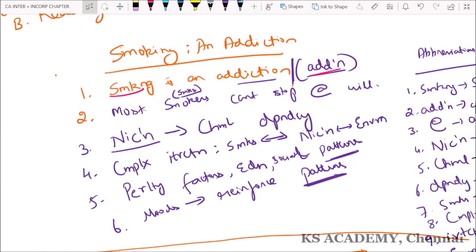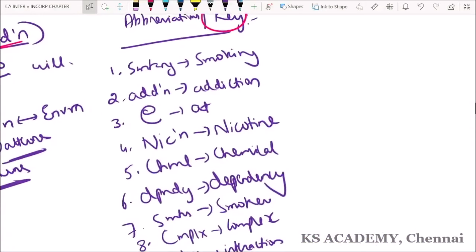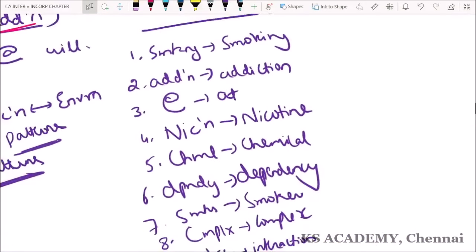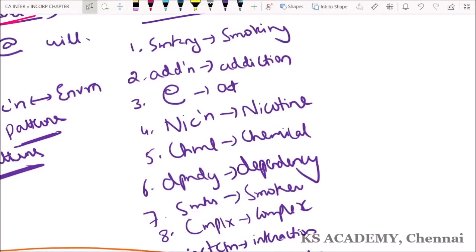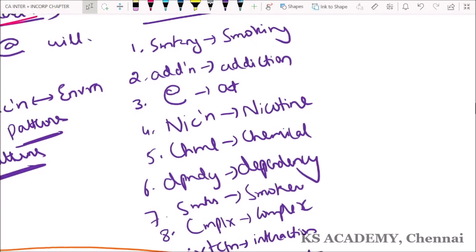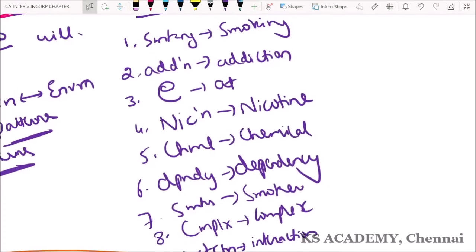Okay, see the abbreviations, guys. Abbreviations are also very, very important. Keys, very important. If you have had a heavy meal, if you see my handwriting, you may vomit. So kindly do not vomit. Yes. So smoking. Write down abbreviations. This is at. Write down smoking, then addiction, at, nicotine, chemical, whatever you have done in the short form, the same thing you should be writing it here.